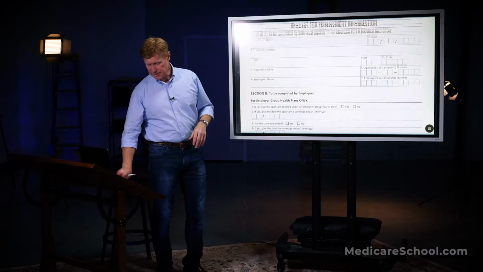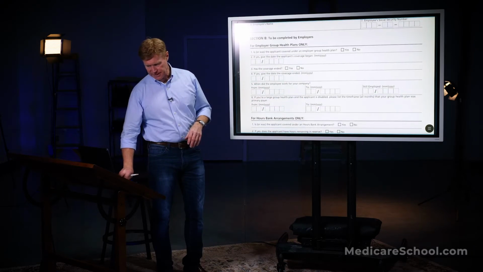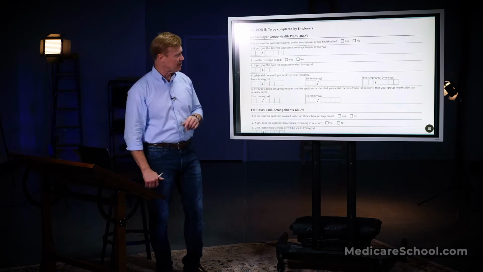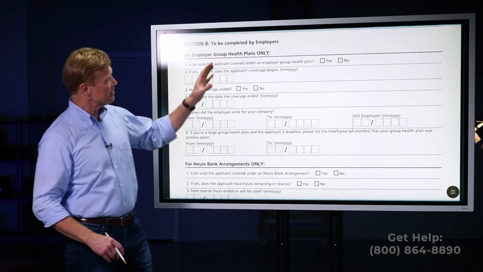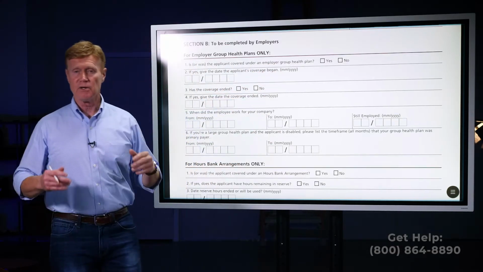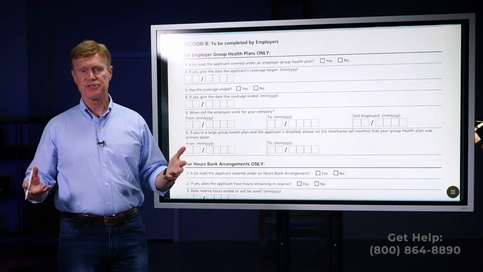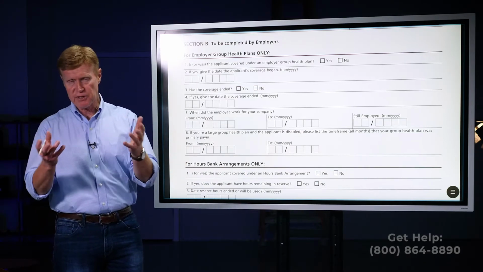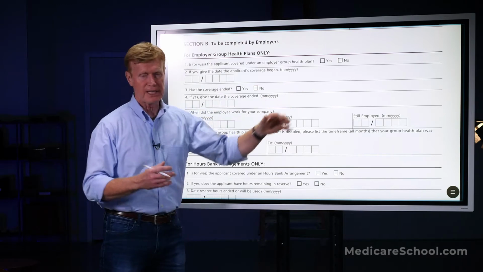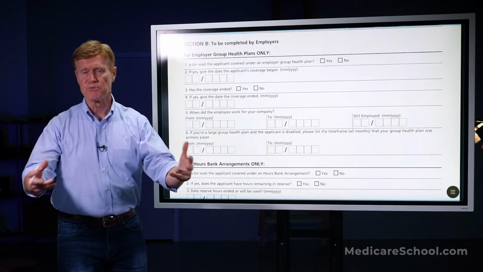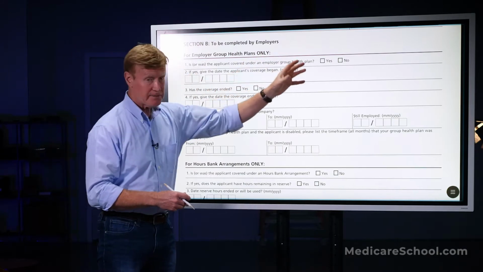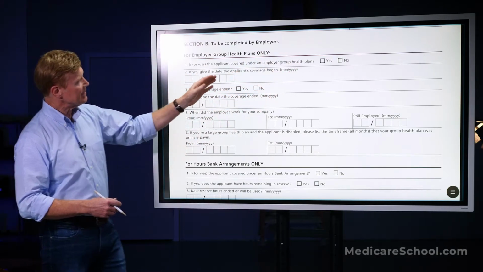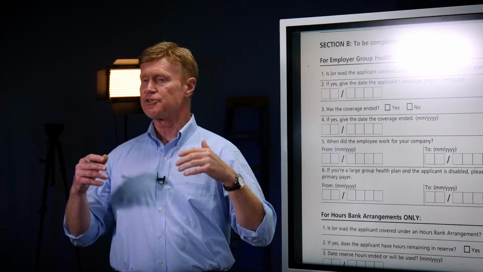Now, this next section is what the employer is going to fill out. And there's a couple of real key items here that I want to make very clear to you. Question number 1 says, is the applicant covered under an employer group plan? Well, the answer to that is obviously going to be yes, unless that plan's just been dropped recently. But if you're covered by a group plan, that's what makes you eligible to come into Medicare with no penalties, no problems. So the answer to that is going to be yes. If yes, give the date the applicant's coverage began. So when did you start working for them?